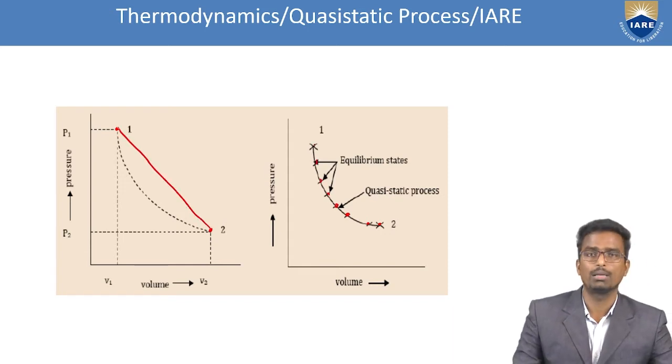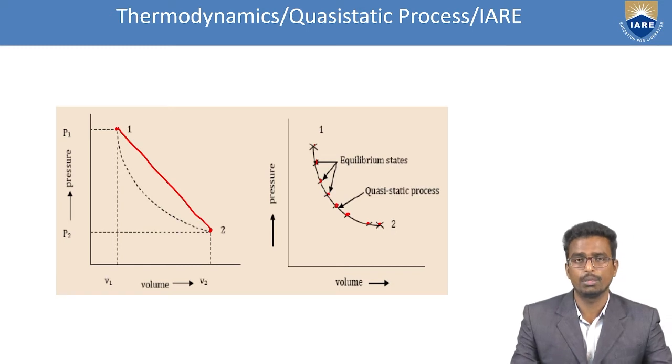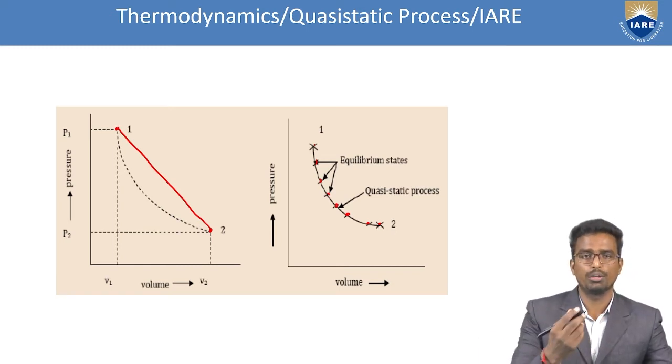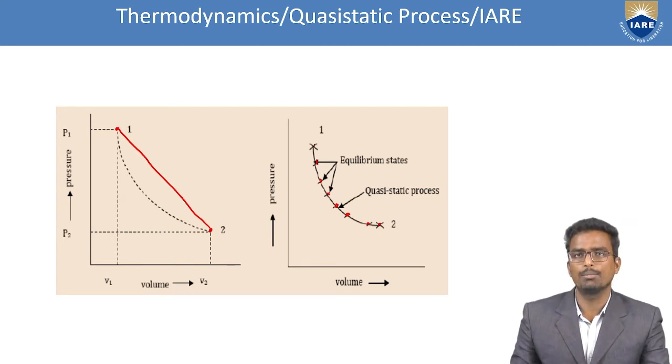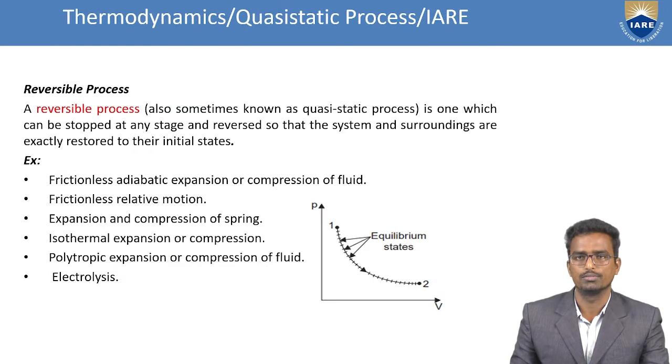This is only a line diagram I can get, because I cannot guarantee that it may be a curved one, that it is a polytropic process, or maybe a logarithmic process. We don't expect anything, right? So this is an example of the quasi-static process.